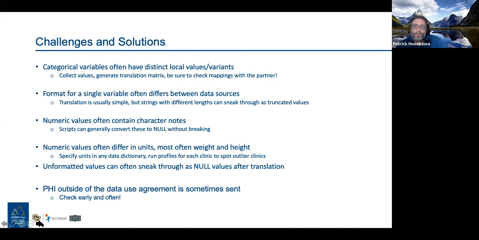Format for a single variable differs between data sources. Frequently, you'll get a string, say primary insurance, in different sizes. If you're not careful when you combine the things, you can get truncations on your longer ones that don't often show. Numeric values contain character notes.